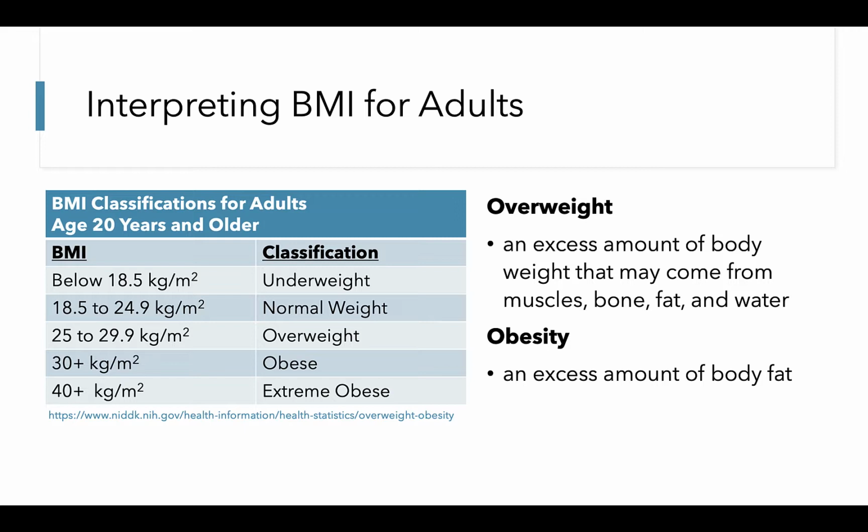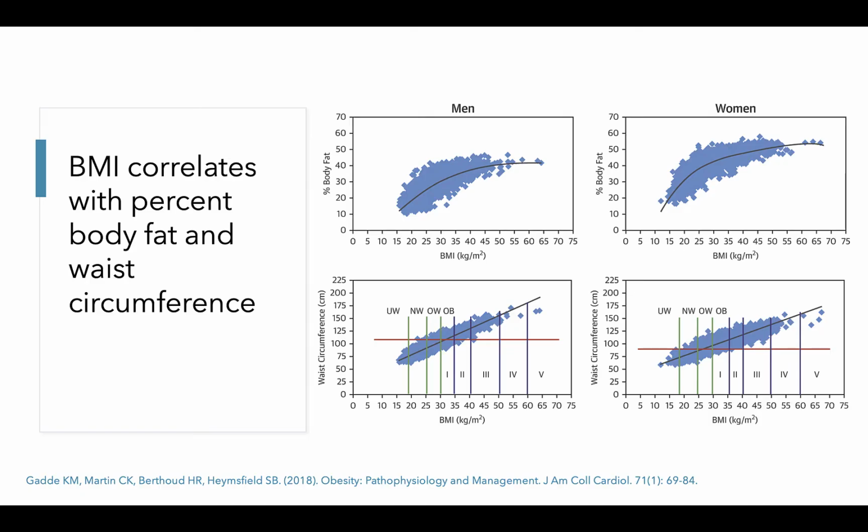The terms overweight and obesity have clinical definitions that illustrate how they represent body composition. Overweight is defined as an excess amount of body weight that may come from muscles, bone, fat, and water, whereas obesity is an excess amount of body fat. One of the reasons why we use BMI as an indicator of weight status is because it correlates strongly with more robust measures of body composition, such as percent body fat and waist circumference. The figures on the right represent these associations. Let's walk through them together so you can understand these correlations.